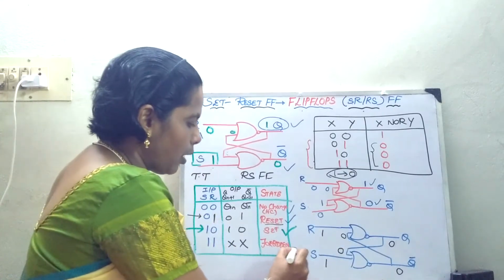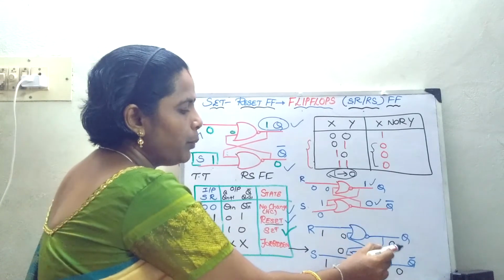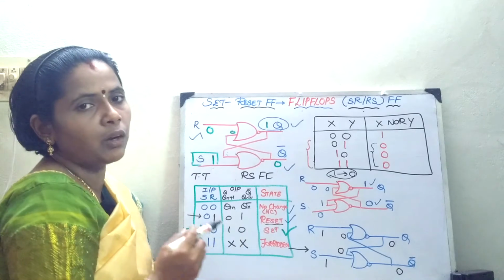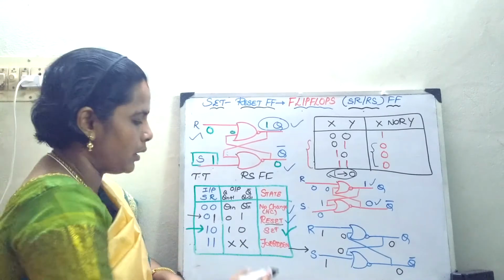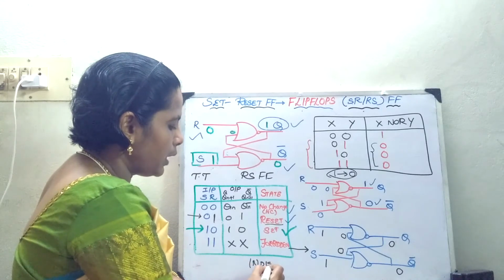But what is the drawback in this circuit? Both the outputs cannot be 0 because they are complements of each other. So this condition we are not able to discriminate. So it is called a forbidden condition or indiscriminate condition.